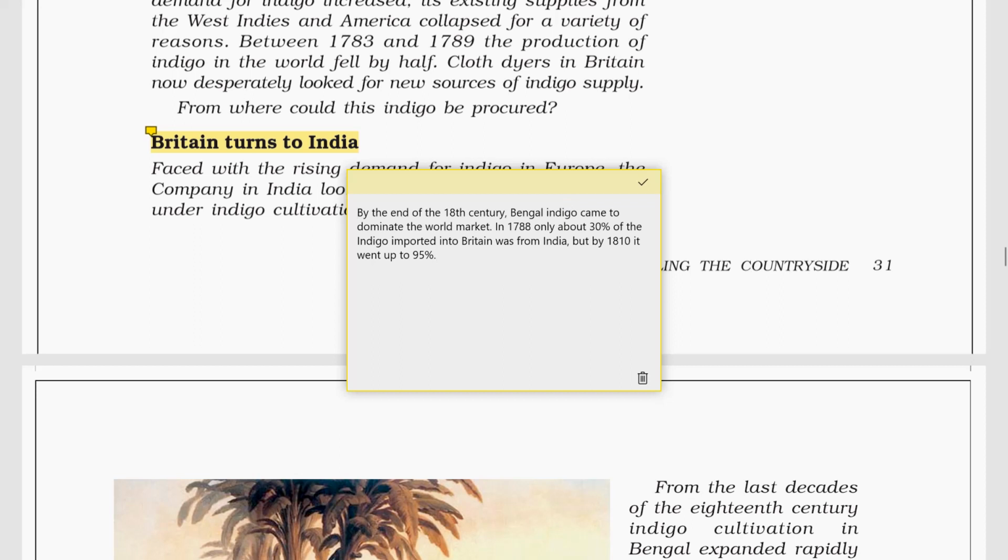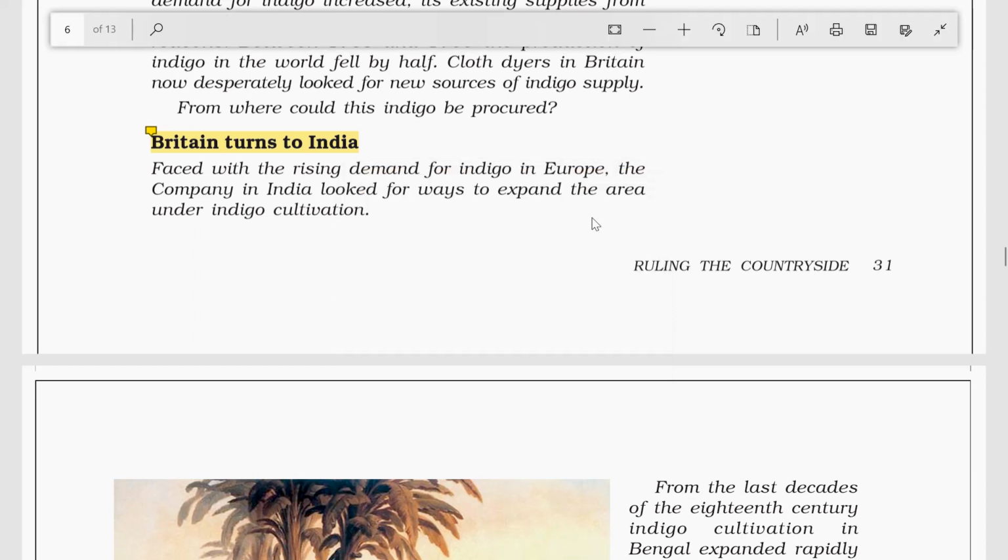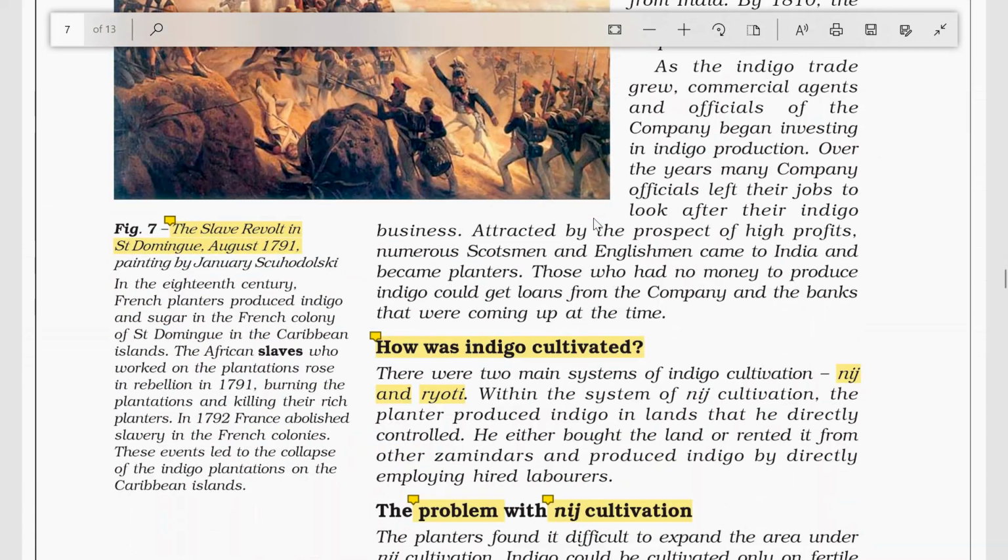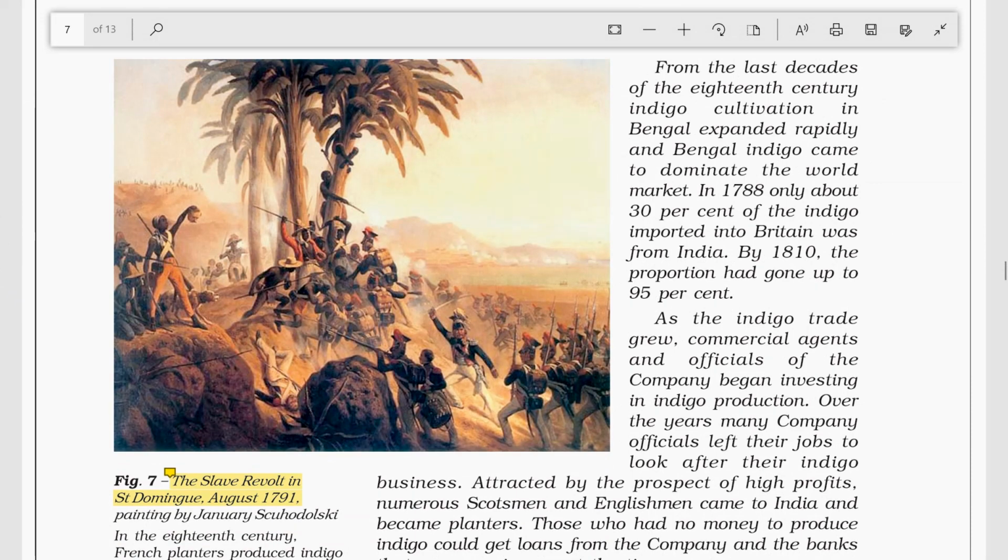Now by this we can see that in the 18th century in Bengal, the indigo market was very dominant. As we can see, in 1788 only 30% of Indian indigo was imported, but by 1810 it rose up to 95%. Because of the Britishers, they started torturing the Indian farmers, they exploited the Indian farmers and forced them to cultivate indigo.